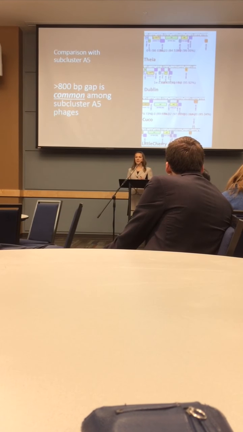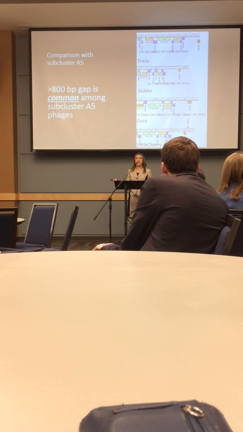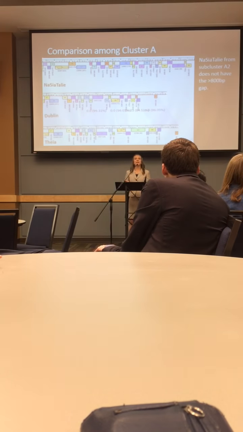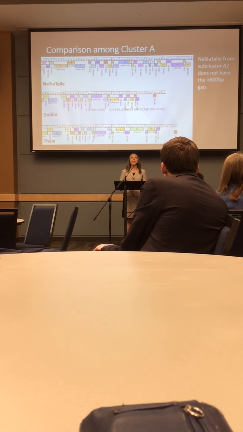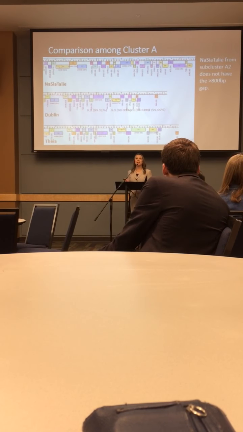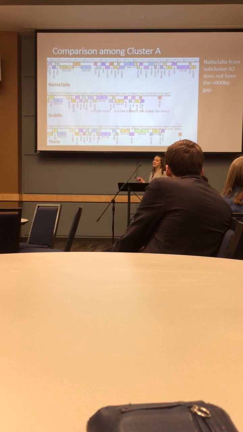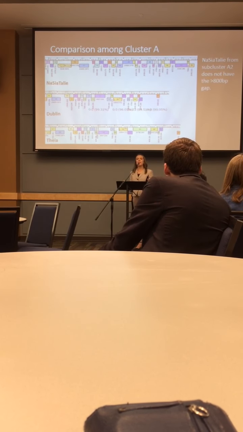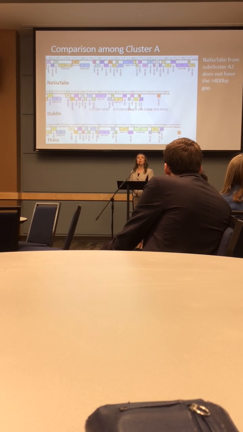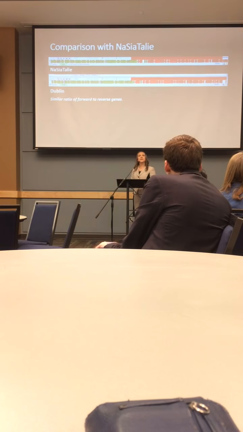So at this point, we wondered, well, how does subcluster A5 compare to the rest of cluster A? So we took another step back to compare it with other cluster A phages. At the top, we have phage Nasiatali, which is from subcluster A2. And as you can see, it does not have the 800 base pair gap, but rather behaves in the way that the guiding principles dictated that we would expect. So we thought, okay, Nasiatali looks pretty interesting.